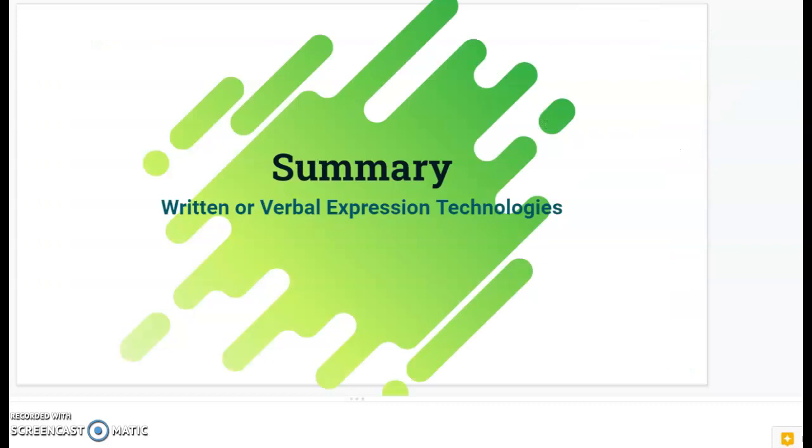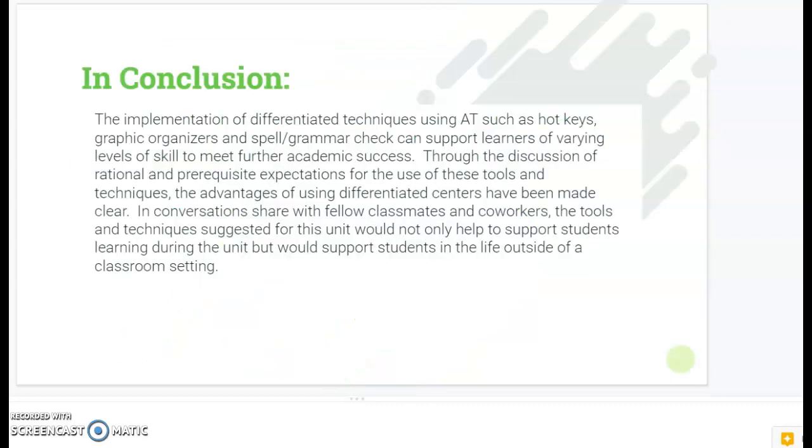So in summary, we want to focus on the implementation of differentiated technologies using ATs such as hotkeys, graphic organizers, and spell/grammar check, so that we can support learners of varying levels of skill to meet further academic success.